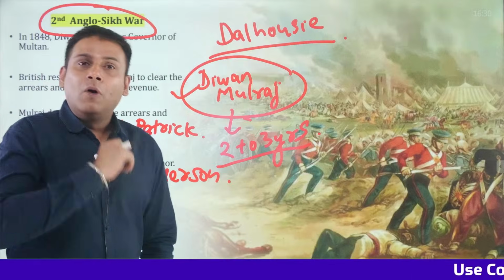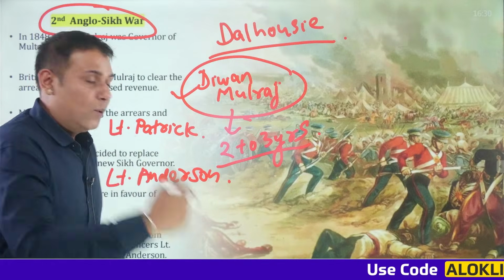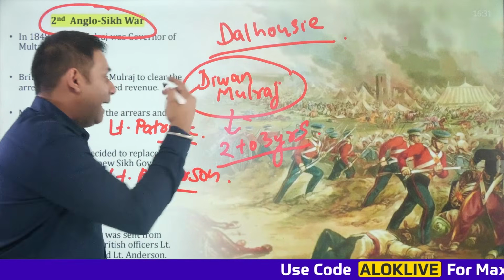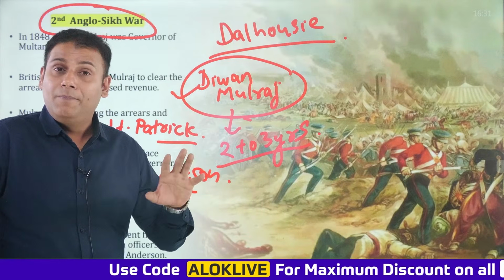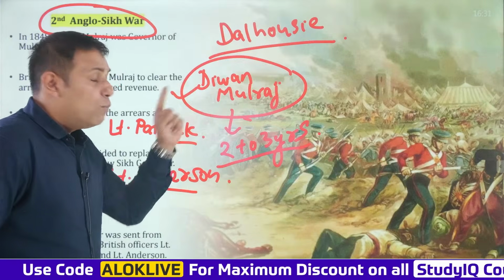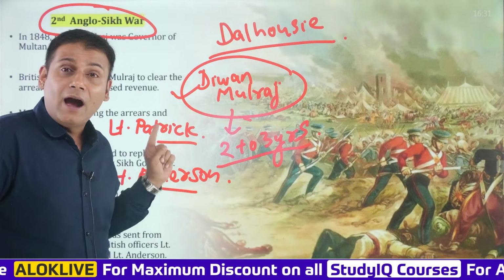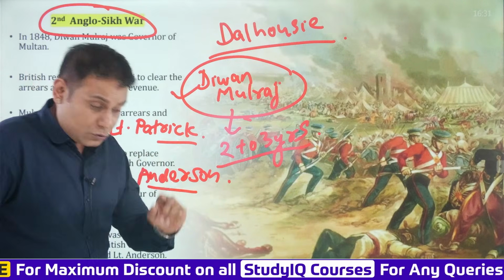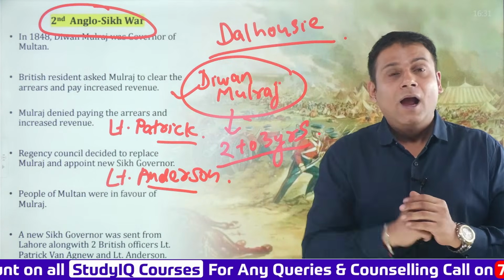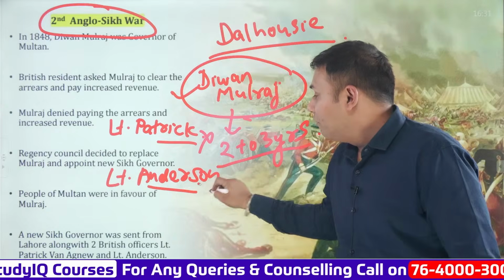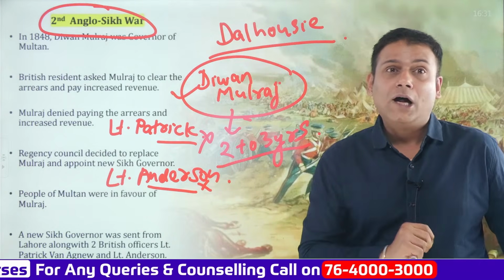So the new governor was dispatched along with Lieutenant Patrick and Lieutenant Anderson. As soon as they entered Punjab, it is believed that Diwan Mool Raj got both of them arrested and imprisoned. So Lieutenant Patrick and Lieutenant Anderson both were imprisoned, and after some time, both of them were killed by Diwan Mool Raj.